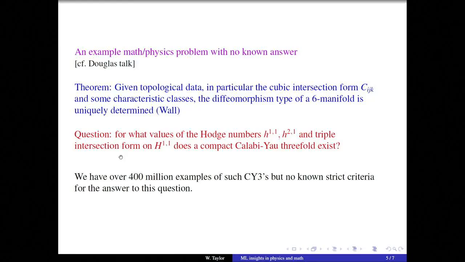So I'm going to give you a specific example of a kind of math physics problem which does not have a known answer. This fits very much into the paradigms of what Mike Douglas talked about yesterday, and actually Liam's talk also. Sorry, Liam, I didn't put you up because I hadn't heard your talk yet when I submitted these. But here's the question.